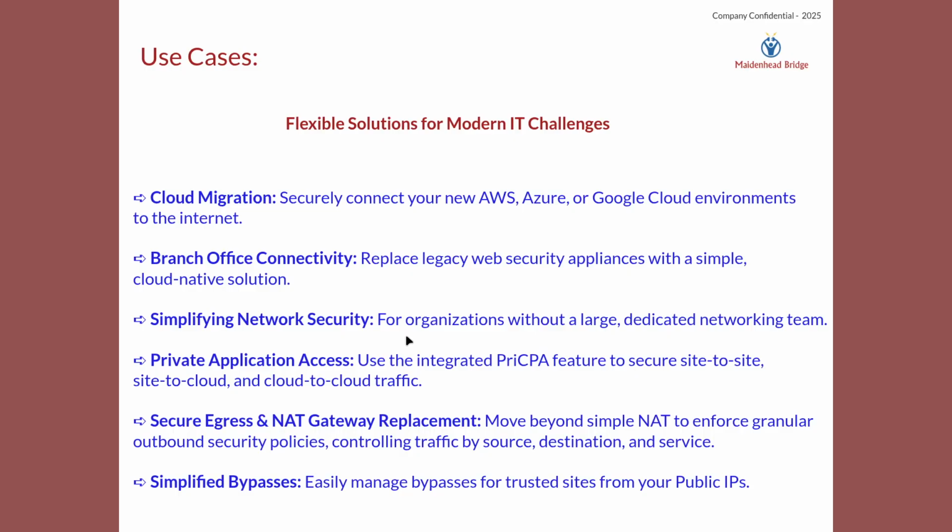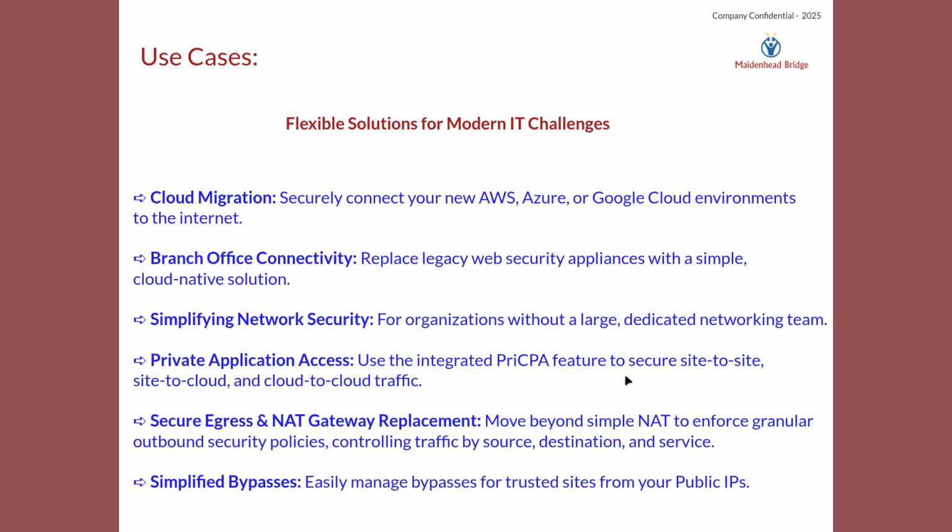The connector also provides private application access. With the use of the integrated PriCPA feature, you can connect securely your site to site, site to cloud, and cloud to cloud traffic. Then you can replace your SD-WAN, or if you have VPN gateways to the cloud, using the connector you can create a full mesh private traffic. We call it private access.